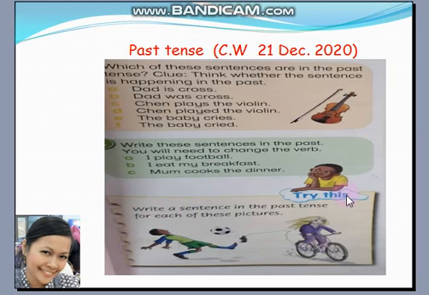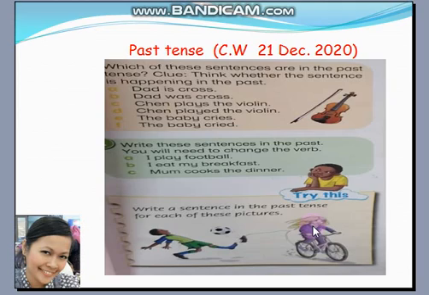For try this, write a sentence in the past tense for each of these pictures. What is the boy doing? Or what was the boy doing? What was the girl doing? I need you to make a sentence in the past.